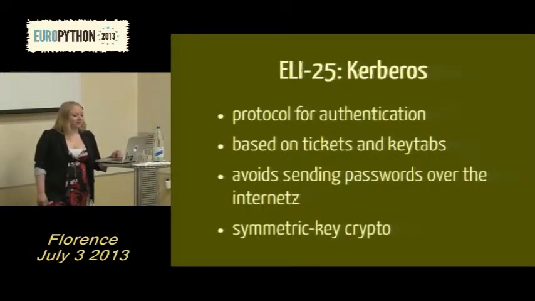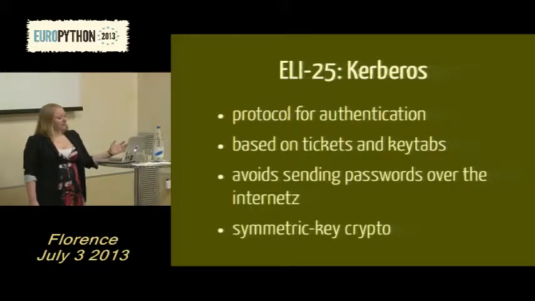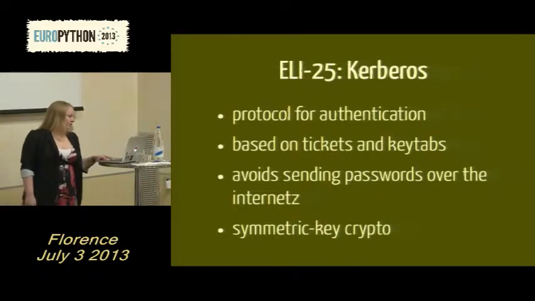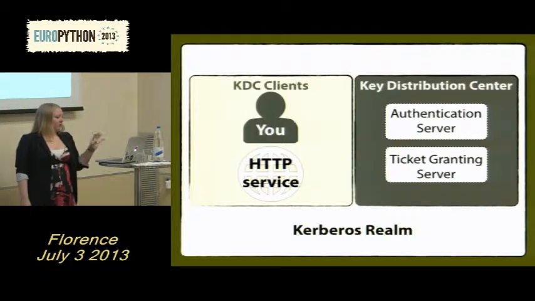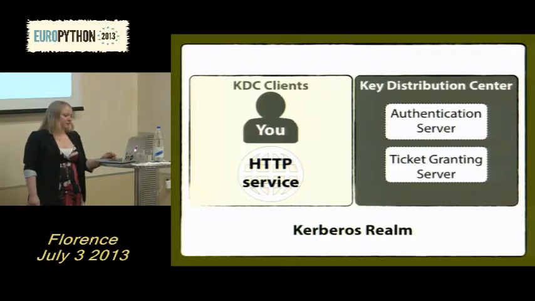It's named after a 3-headed guard dog for Hades, and it's kind of apt because there's a third party, the key distribution center, to authenticate between a client and a service or a host machine. And so for a bigger explanation, here is the Kerberos realm within these two smaller boxes. We have the KDC clients and then the key distribution center, which could be one machine or two. And so you have the auth server and the ticket granting server.